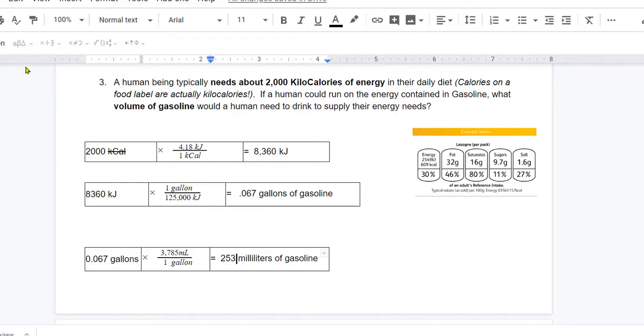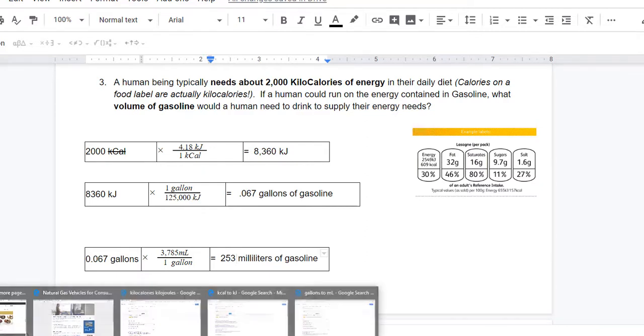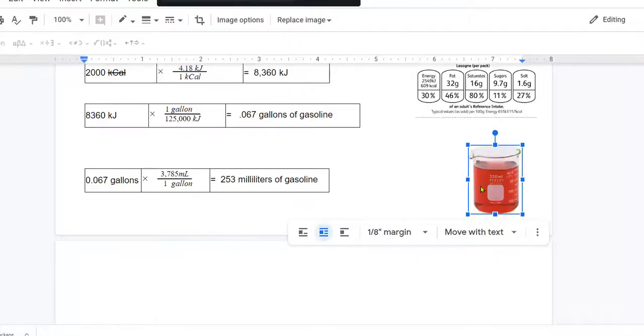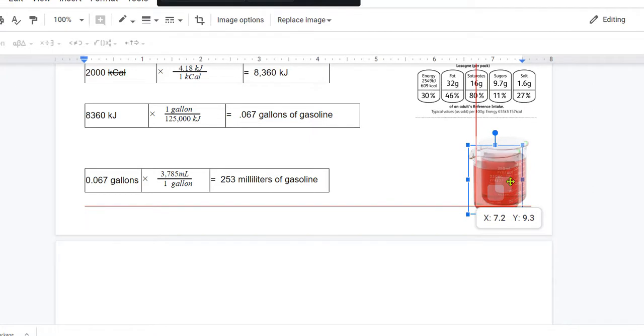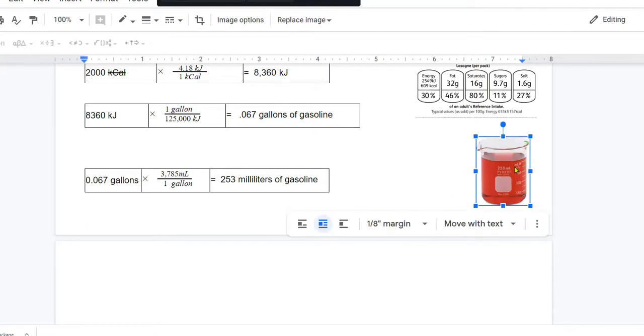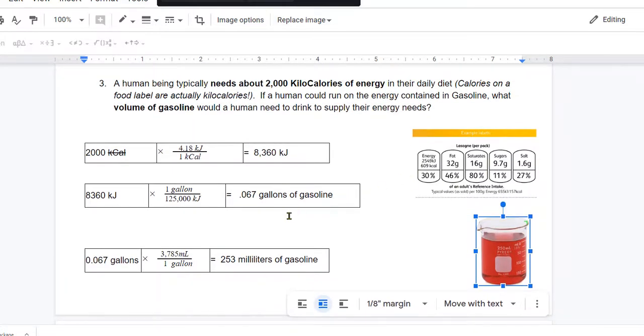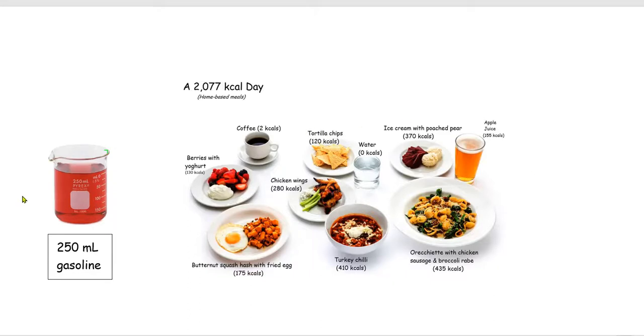That's a nice answer. I'm going to get a picture of what that looks like. So here I did a Google image search for 250 milliliter beaker. I like this one. So there it is, about this much gasoline. If your body could metabolize gasoline, this would have enough energy for your whole day. It's about 1 cup. So that's kind of interesting to think about. If humans could metabolize gasoline, this would be all the energy you need for the day.